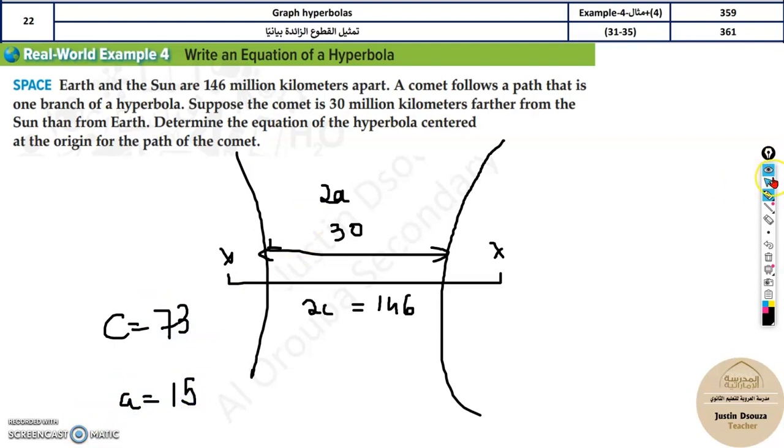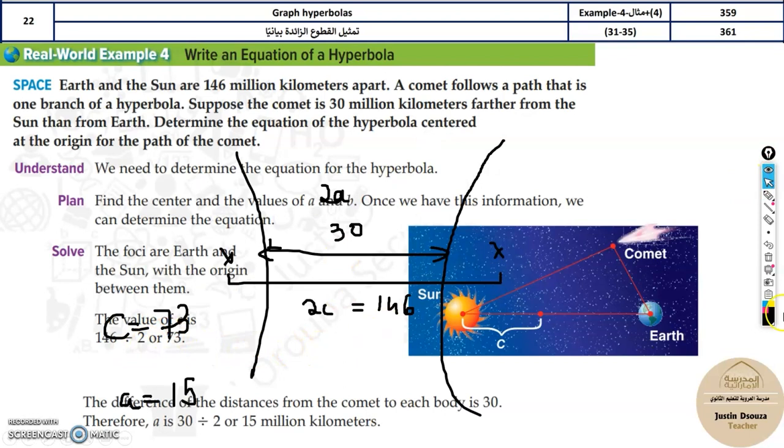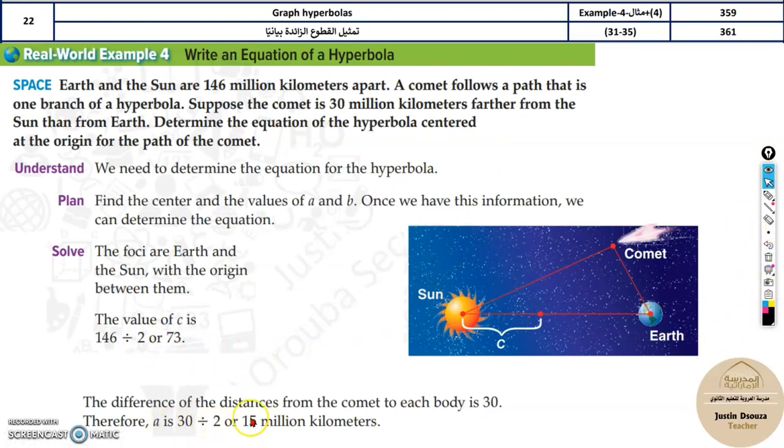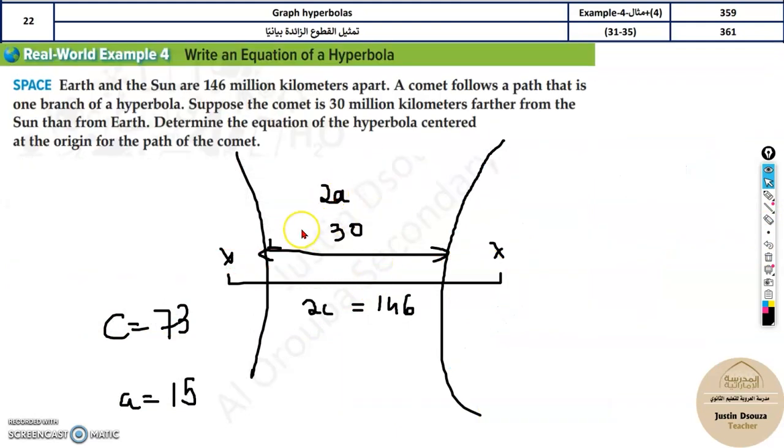Now you can do it in detail. Over here all the details are there. The c value is found and the a value is found. a is 15 million kilometers and the c value over here is 73. That is what we found from this simple diagram. You can easily solve it.